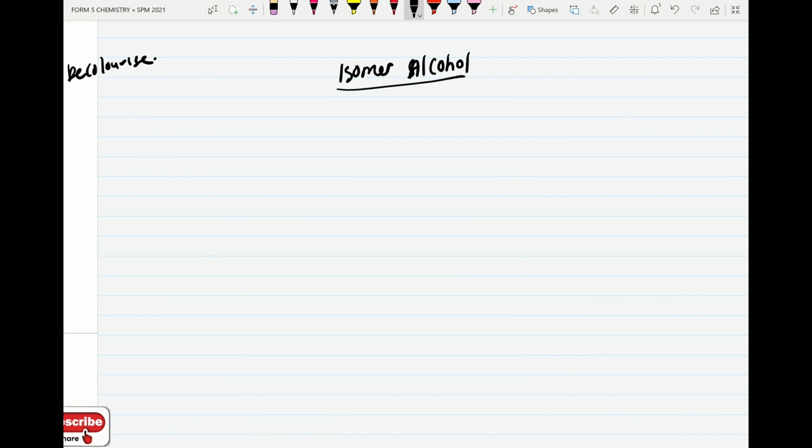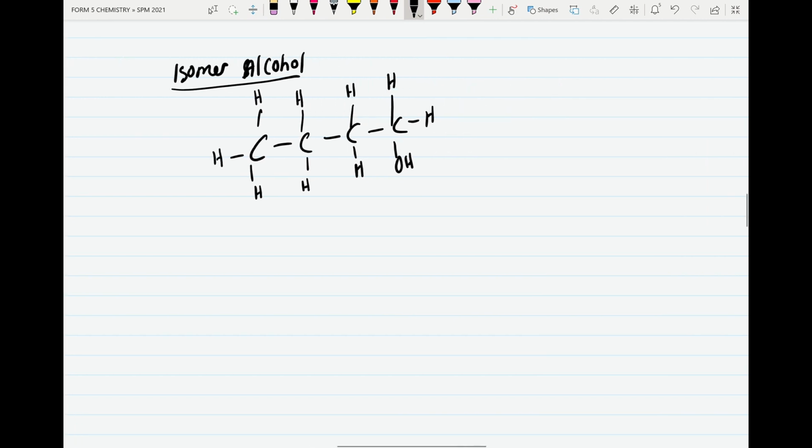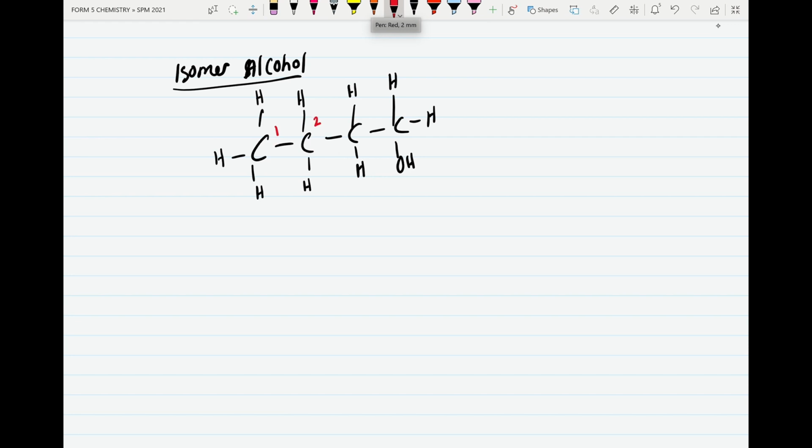If this alcohol is given, state the name of this alcohol. To name it, we number 1 2 3 4. We give first priority to the functional group, which is present at carbon number 1. I take all the downline and erase the upline. Here n will be 4, so under butanol, the name of this compound is butanol or butan-1-ol.